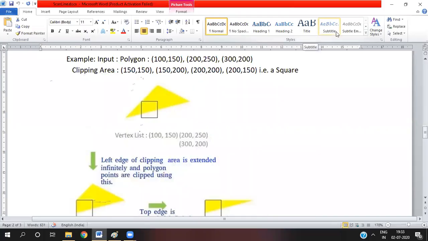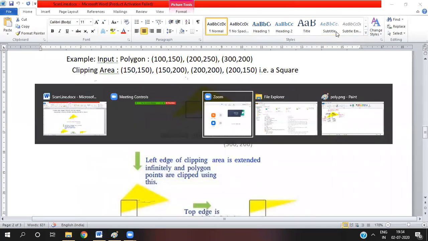In the previous lecture, we saw this example. Today we will solve this particular example in detail. So let's solve it.